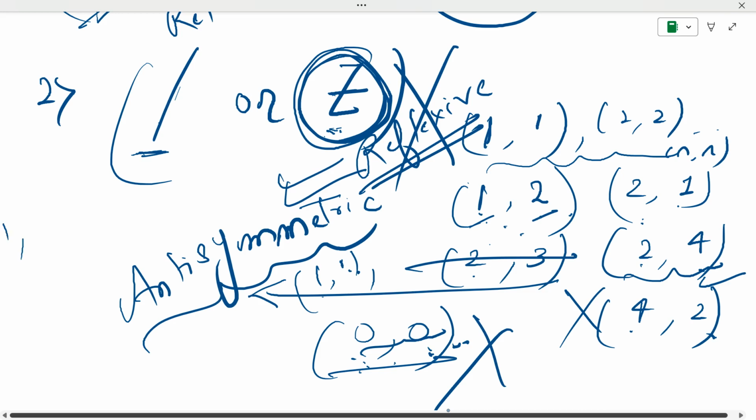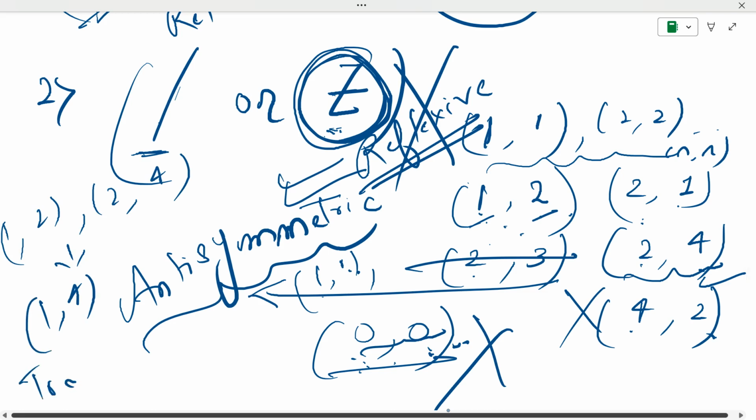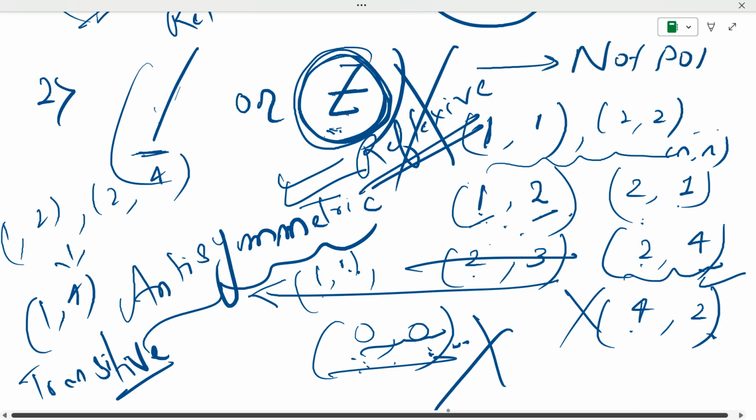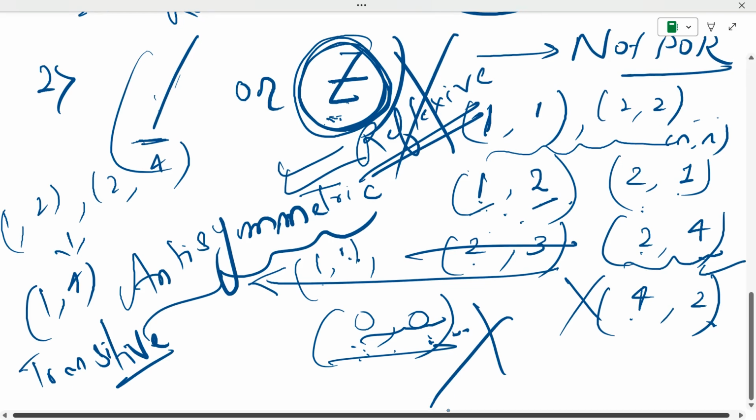But yeah, if (1, 2) is there, and (2, 4) is there, then definitely (1, 4) will be there. So transitivity is defined. Okay, so this division operator on Z is transitive, but it is not a POR. Why? Because the (0, 0) condition is not satisfied, right?